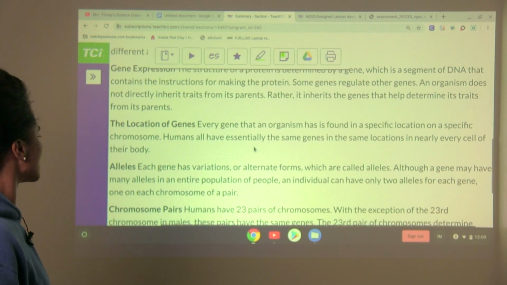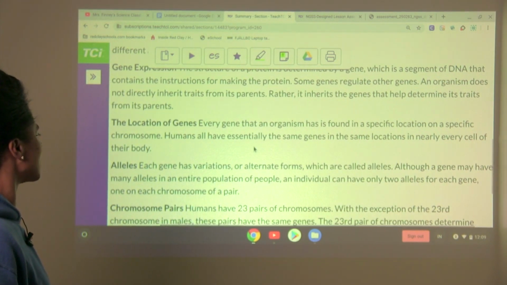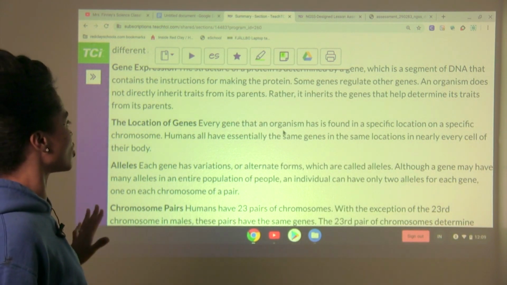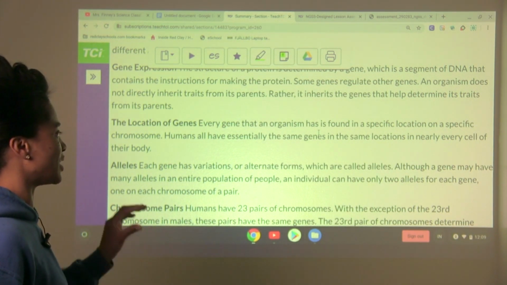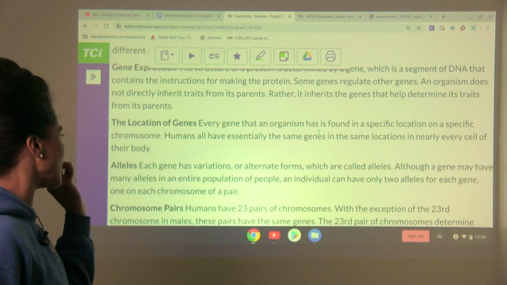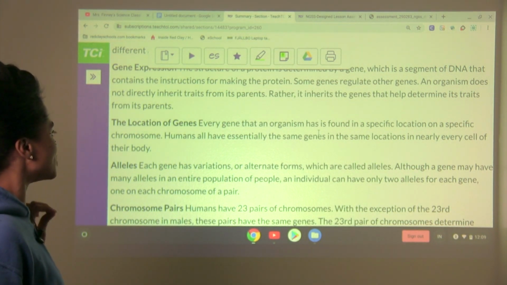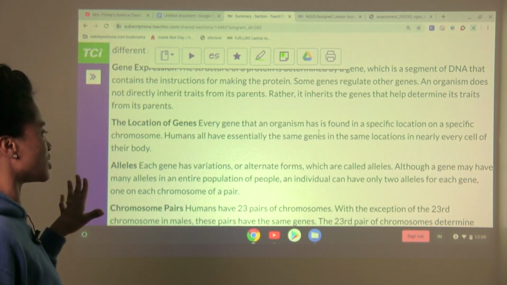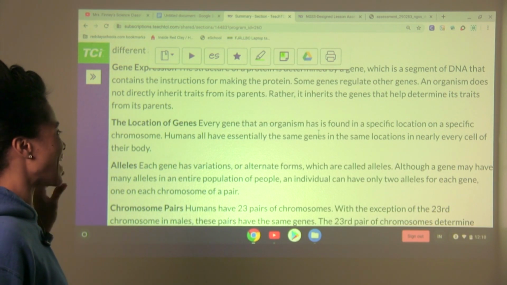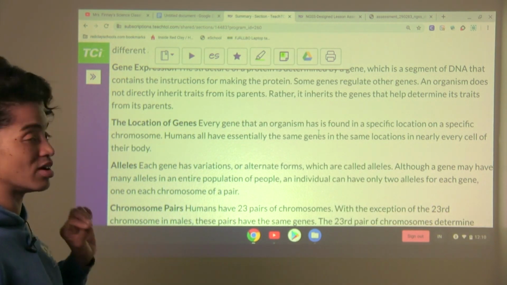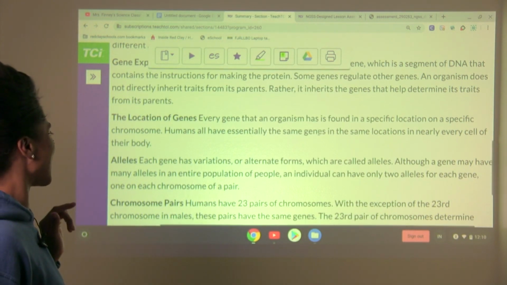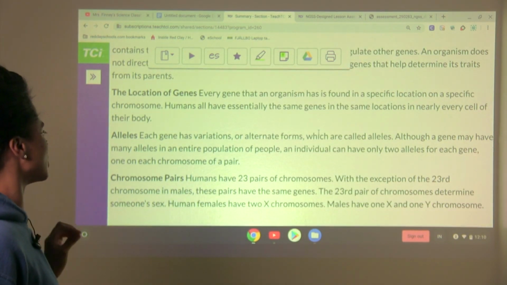The next section was titled The Location of Genes. Here it reads, every gene that an organism has is found in a specific location on a specific chromosome. Humans all have essentially the same genes in the same locations in nearly every cell of their body. Facts.